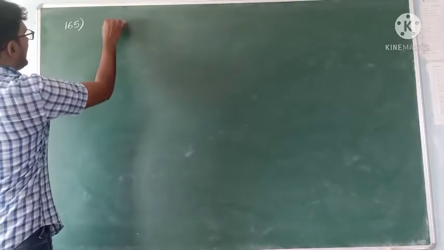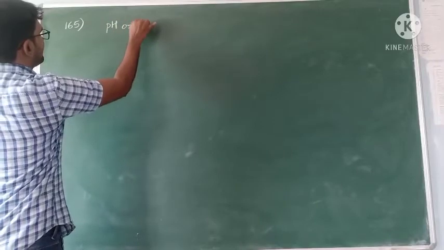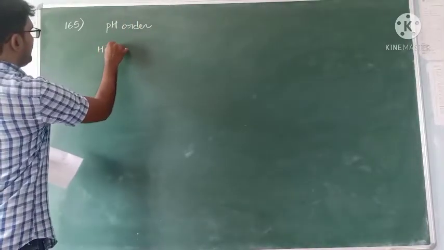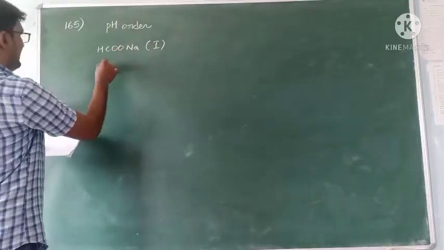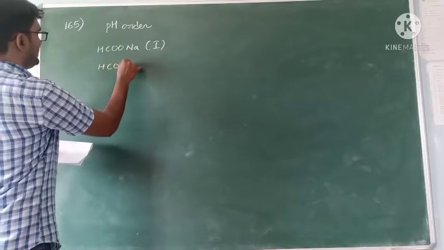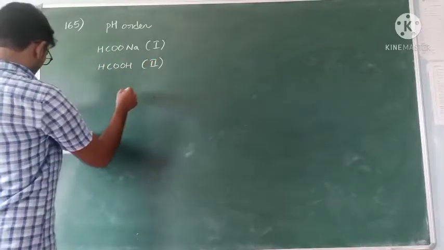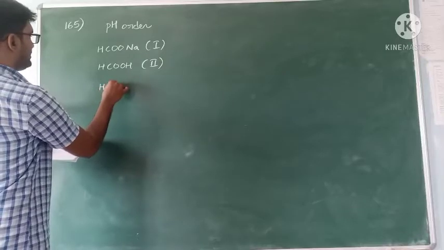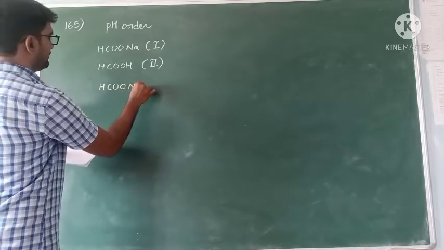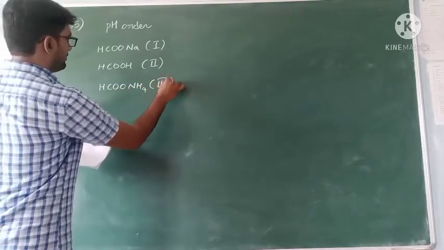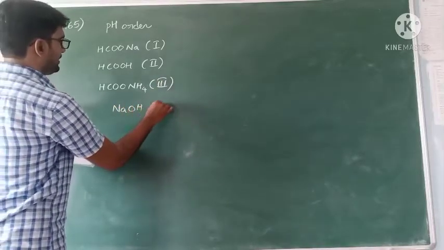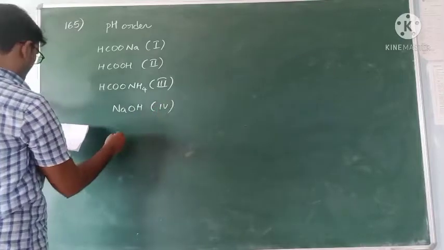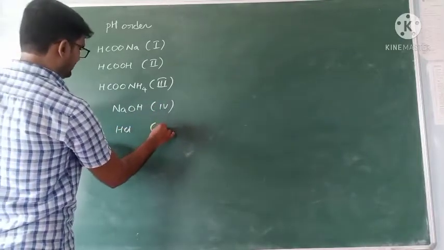165. Just write the pH order for the given compounds. What are the given compounds? HCOONa, this is the first one. HCOOH, this is the second one. HCOONH4, this is the third one. Next, NaOH, this is the fourth one. Next, HCl, this is the fifth one.